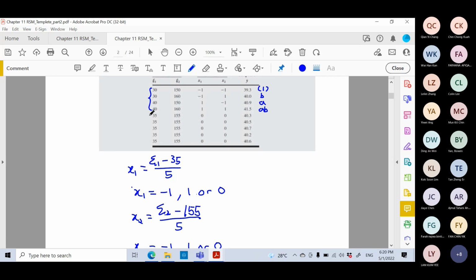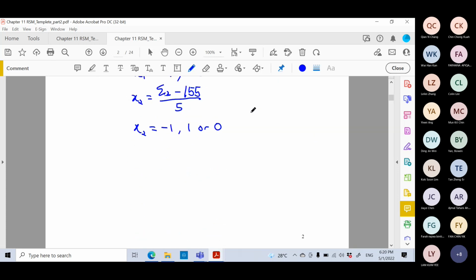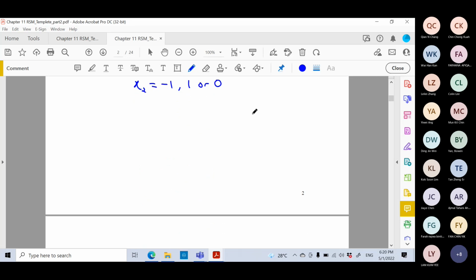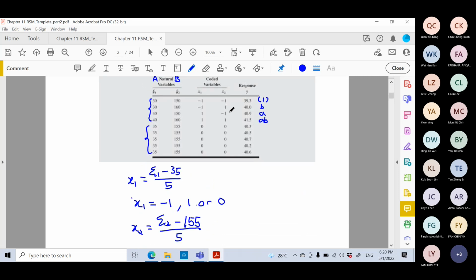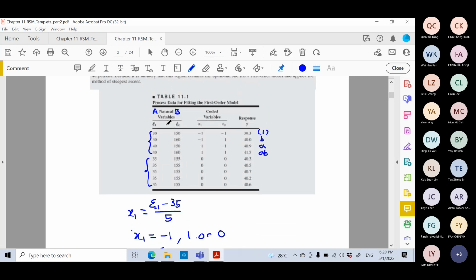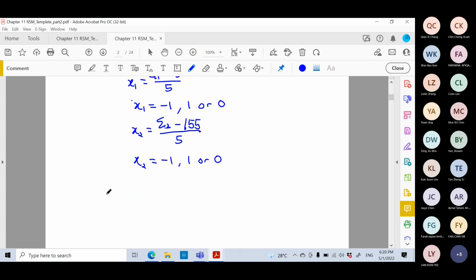Okay, so these are the experiments they run. These points are the runs for the center point, because all are 0, so they run for the center point here. So if we want a first order model, then we will put it as follows.